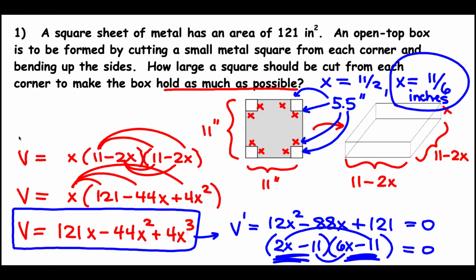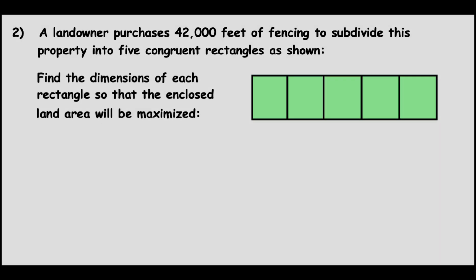All right, let's try something totally different. This time you're a landowner, and you've got a lot of land because you're able to purchase 42,000 feet of fencing from a big box store like Home Depot or Lowe's or Menards. You have to have a lot of land and a lot of money to purchase that much fencing. And you're going to subdivide your property into 5 congruent rectangles as shown. You want to place this fencing so that the green area inside will be maximized. You want to maximize your land area.